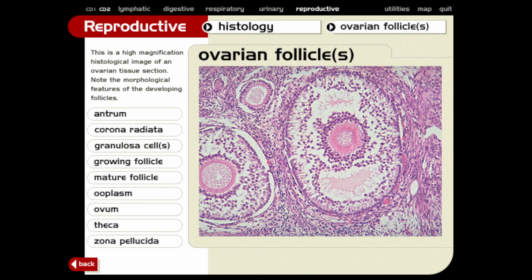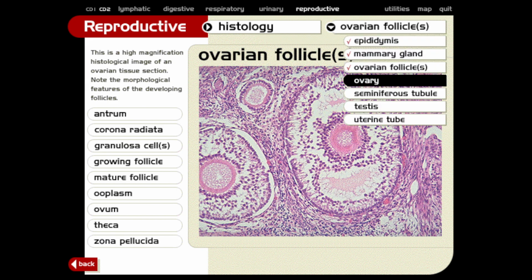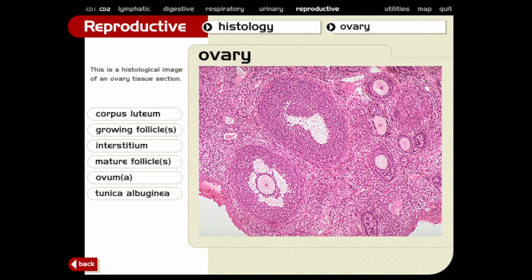This is a high magnification histological image of an ovarian tissue section. Note the morphological features of the developing follicles. This is a histological image of an ovary tissue section.